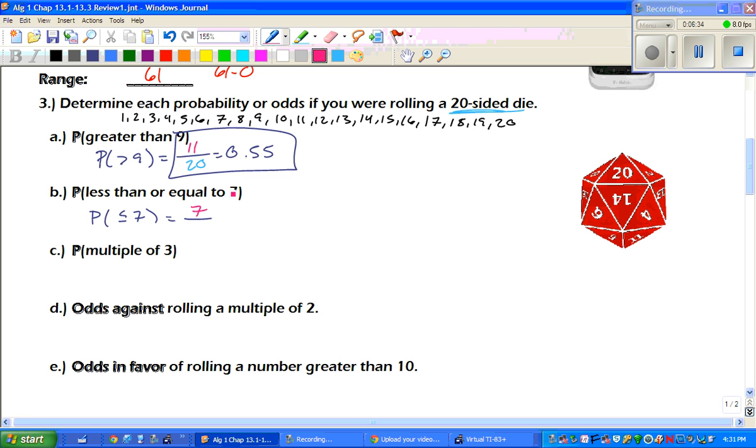So 7 on the top, 20 on the bottom. Can we reduce that? No, we can't. And when you divide it, you should get 0.35.